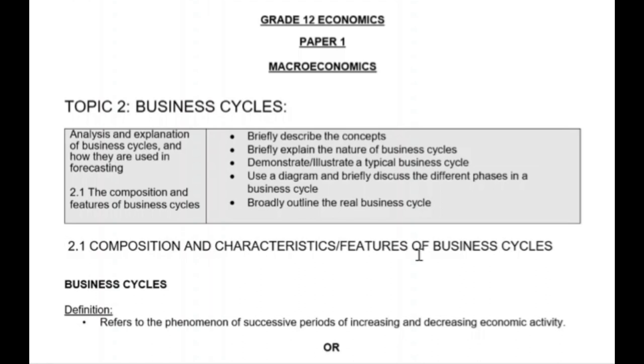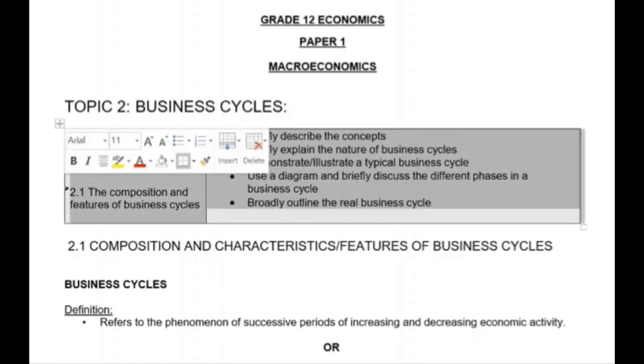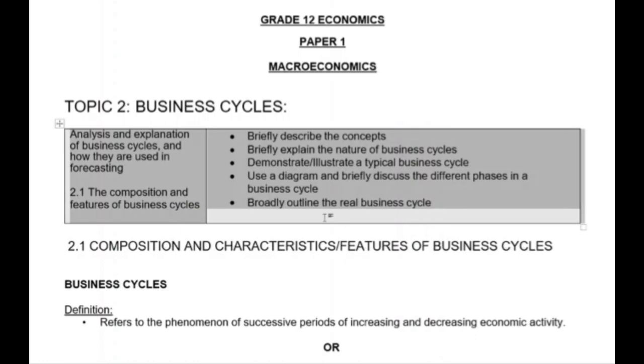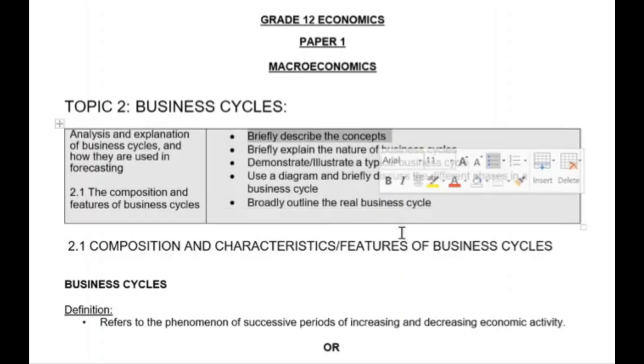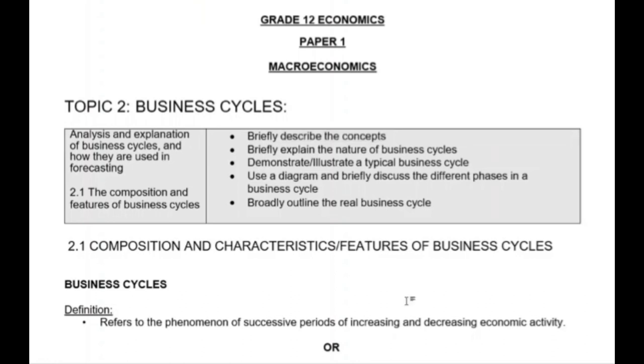So what Mr. Green has done is he's taken out the exam guidelines for economics for each subdivision in the topic. And he clearly indicates what we need to know for each of the subdivisions in this topic. So guys, we can use this. If they just ask us to briefly describe, that is a maximum of 2 marks that they can ask us.